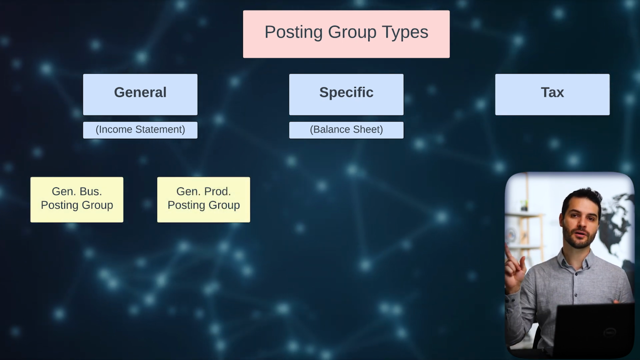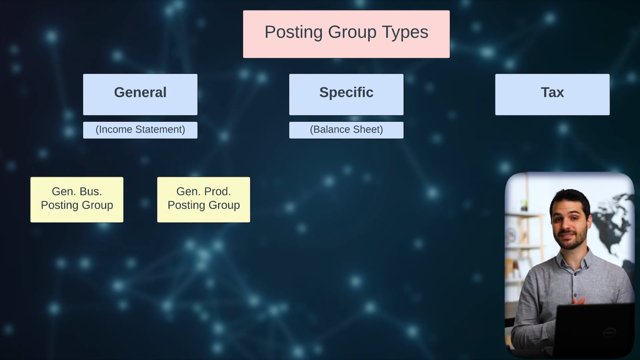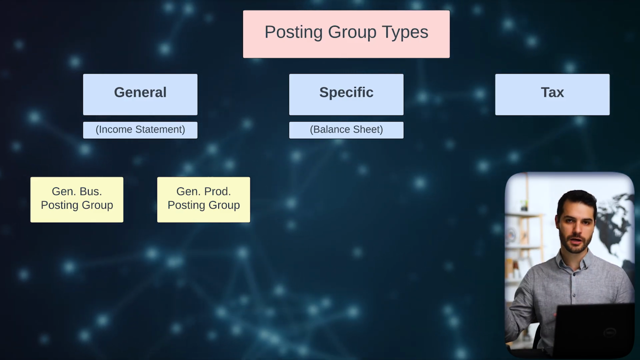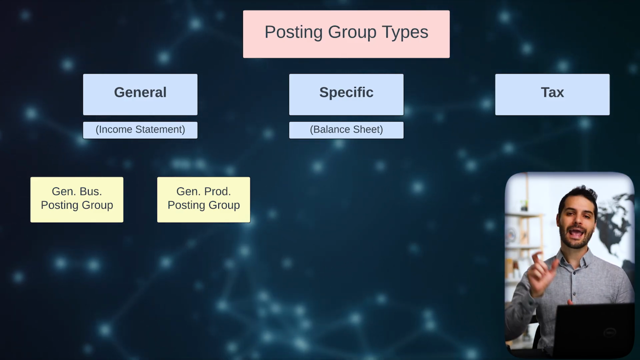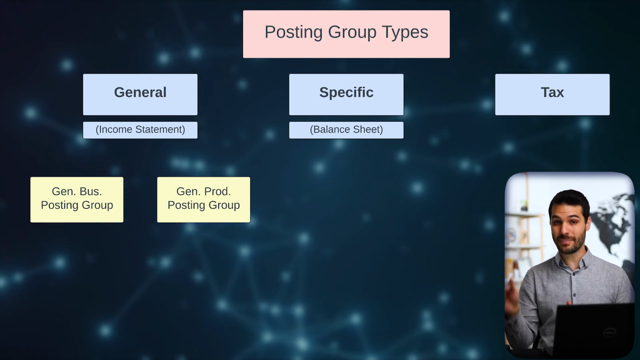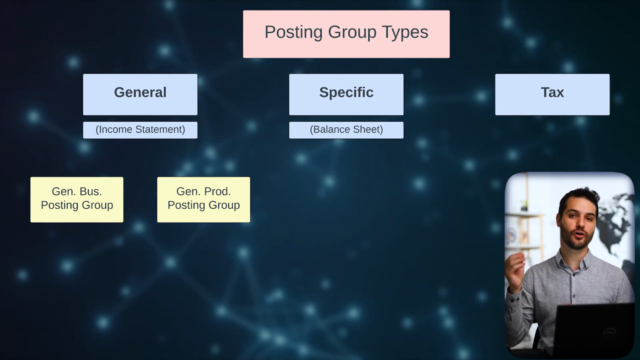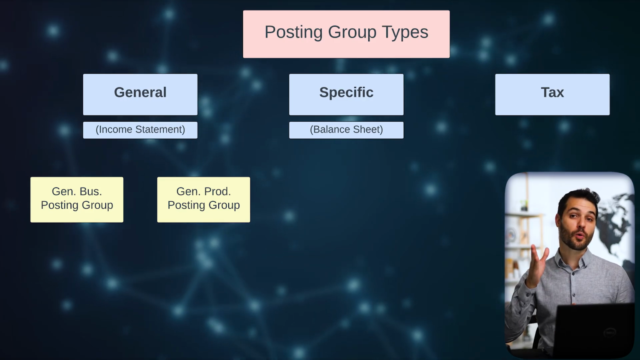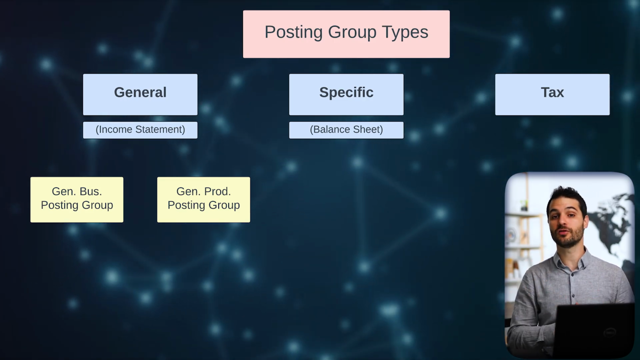And I'll list them out here, especially in the form that you'll often see them written, which is abbreviated. So you see it like gen, prod, posting group, etc. And when we're talking about general business posting group, think about that like the who to any question or transaction. When you get to general product posting group, you're more talking about the what.